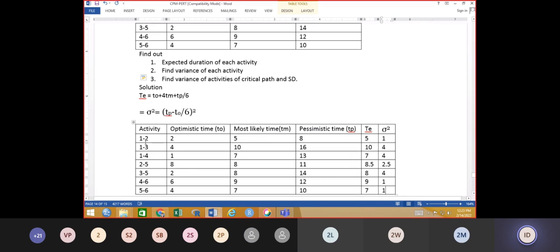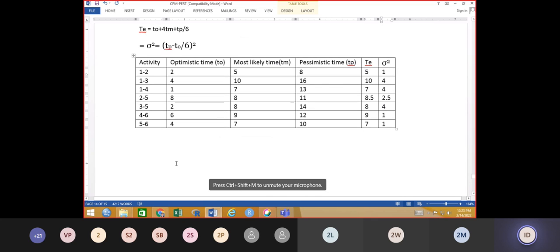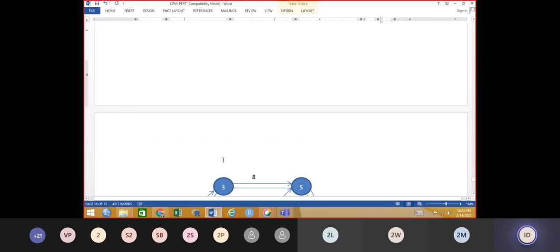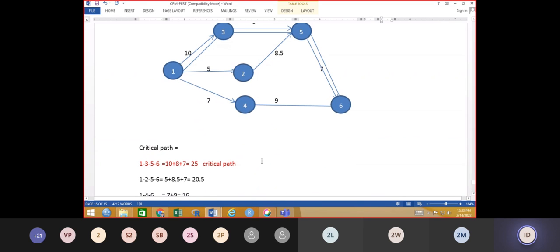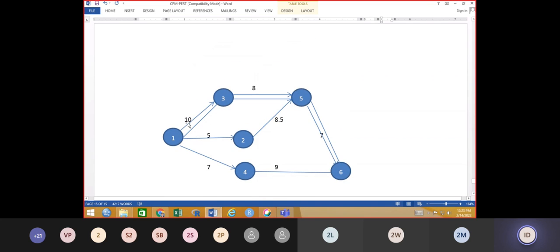Because if it is given like this, activity 1 to 2, 1 to 3, start and end point, then it's very easy to draw the activity. Apply a little bit of logic and you will come to know. Now, this is the duration. How many paths are there? 1 is the start point and 6 is the end point.